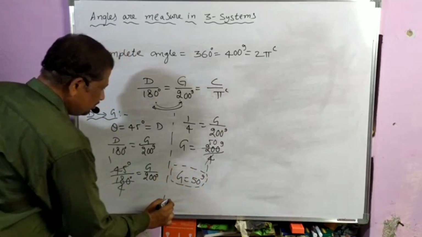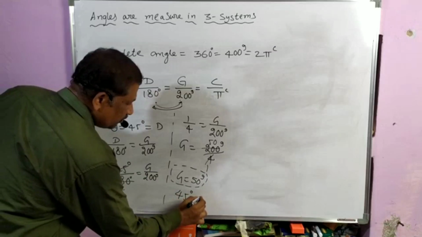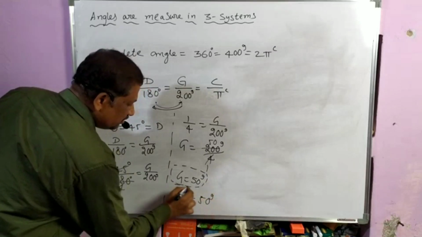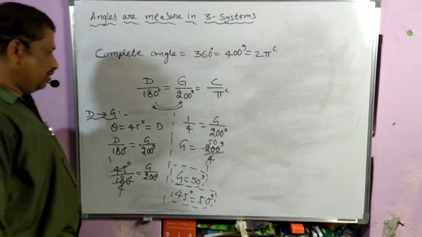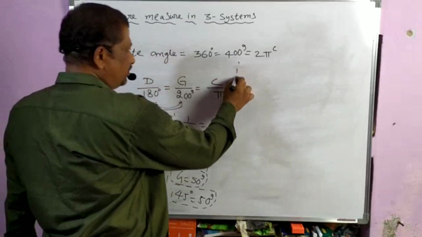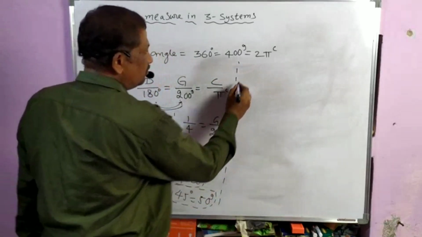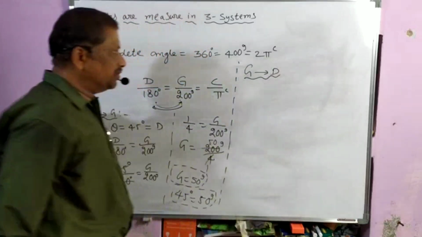That means 45 degrees is equal to 50 grades. Any doubt here? Now conversion from grades to degrees. Grades to degrees. How to convert from grades to degrees?